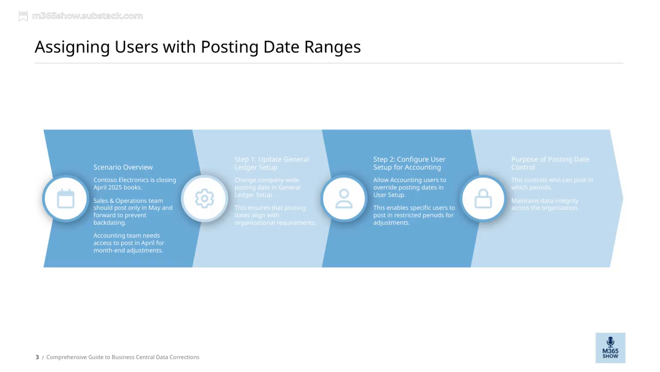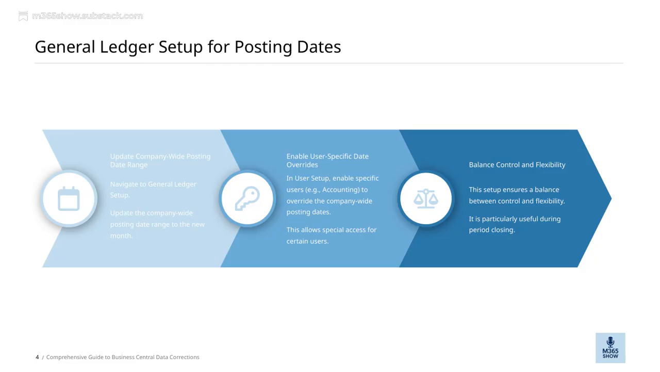So, in summary, assigning users with posting date ranges is about controlling who can post when, maintaining data integrity, and supporting accurate financial reporting across the organization. Now, let's take a closer look at the setup for posting dates in the general ledger. This setup is crucial because it helps us find the right balance between control and flexibility.